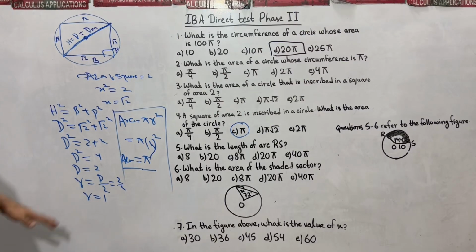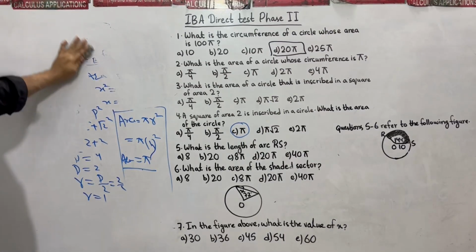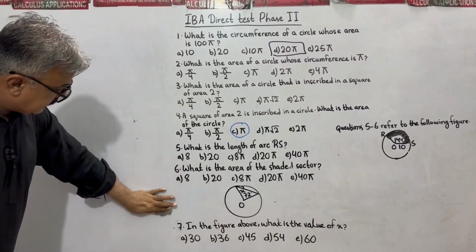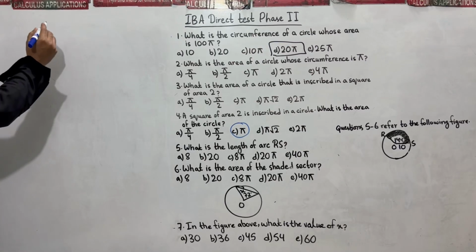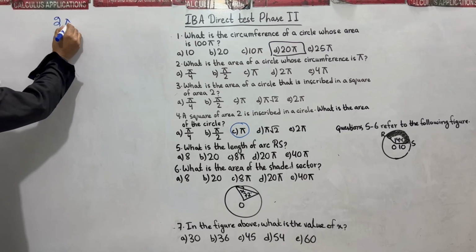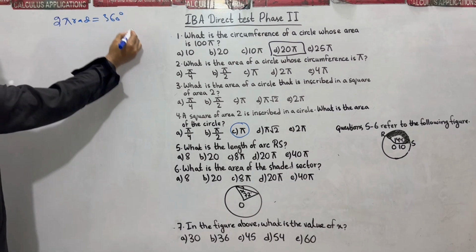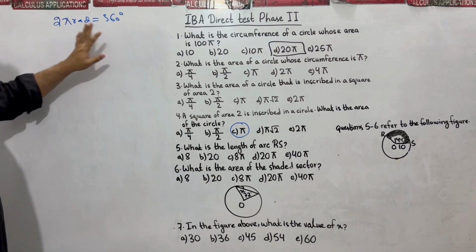Now next, the two questions based on arc length and area of the sector. Prior to this, let me give you an idea. 2 pi radian means a complete round is equal to 360 degrees. You should have a fair idea how to convert degrees to radian.